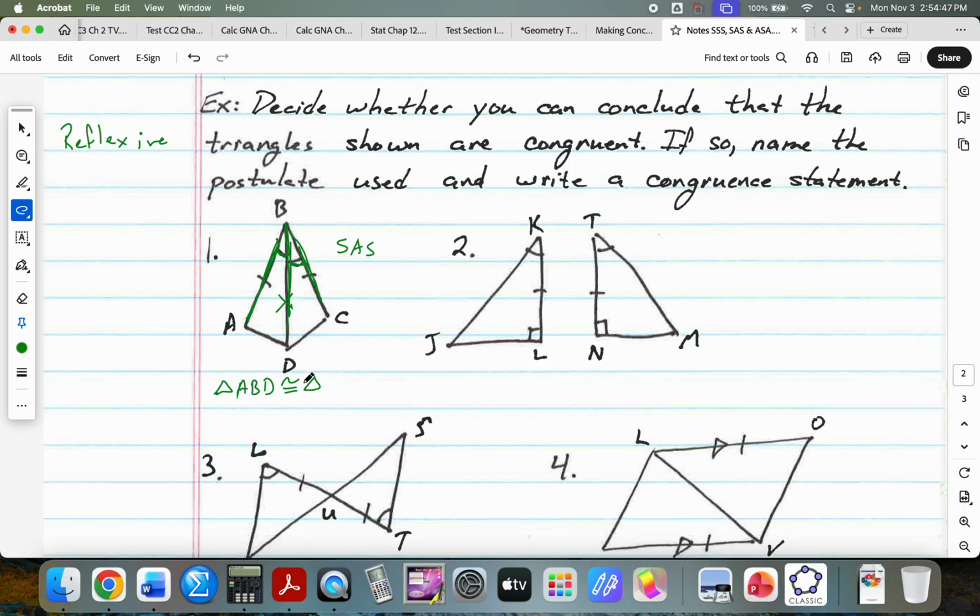But then for the second part, you have to make it match up. So what does AB in this triangle match up with in the second triangle? CB. So this is CBD, so that all the corresponding parts match up.